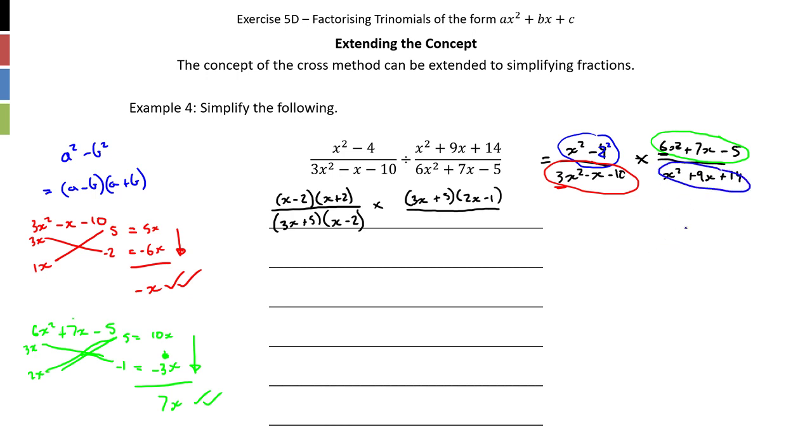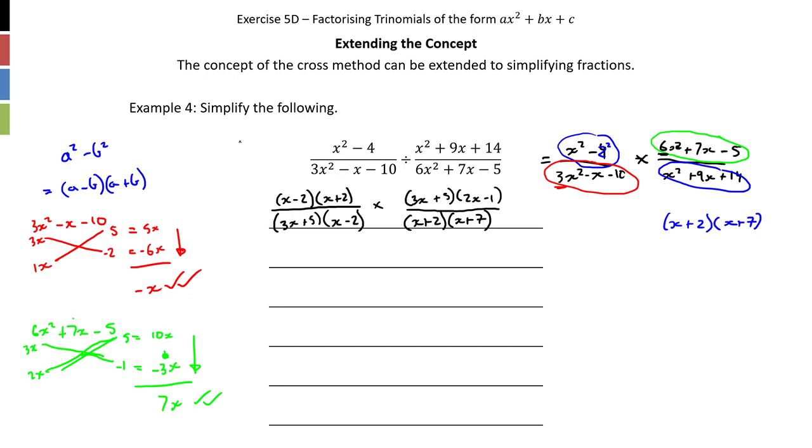Okay, coefficient 1, so we're going to try the inspection method. It was x squared plus 9x plus 14, so factors of 14, 7 and 2. 7 times 2 is 14, 7 plus 2 is 9, so that's going to become x plus 2, x plus 7.